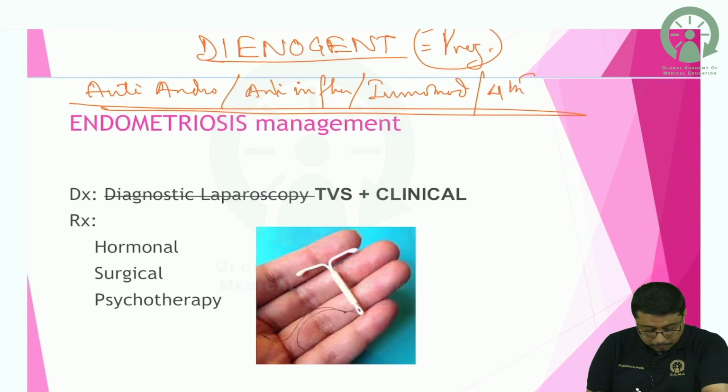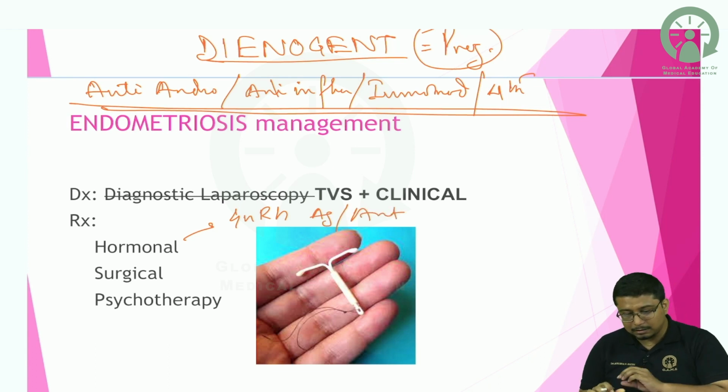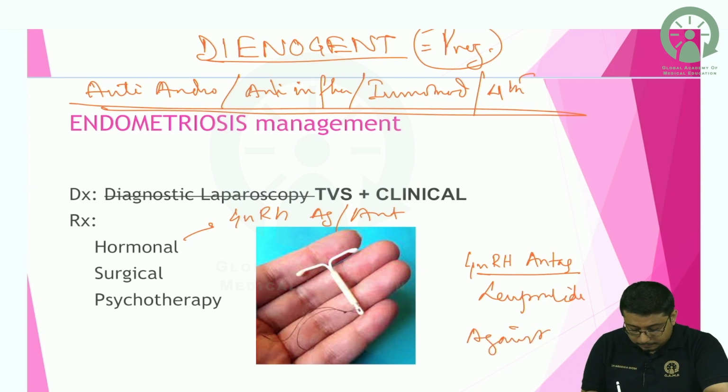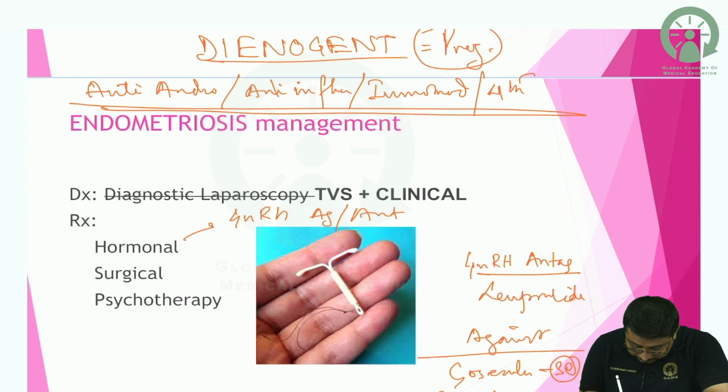So what else can be used? GnRH agonist or antagonist, like leuprolide, or goserelin, it is a subcut injection. Then elagolix, it is an oral congener, again a new thing. And nafarelin is nasal. So all these drugs.